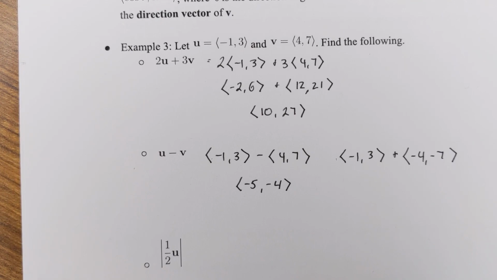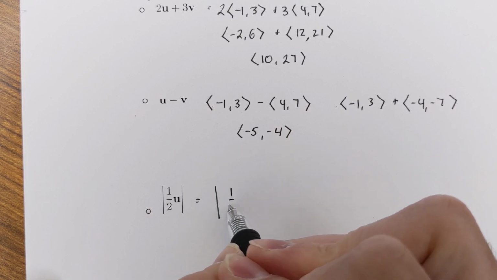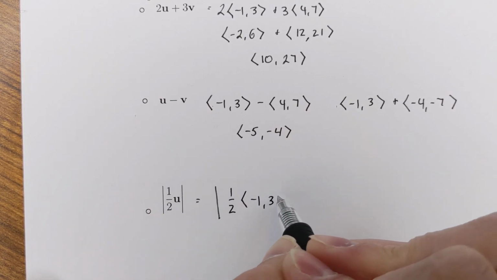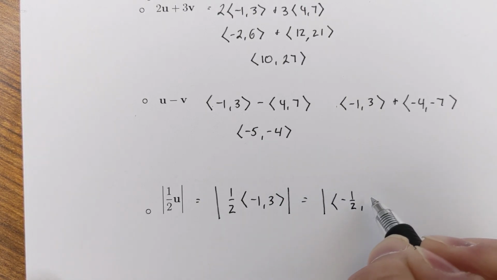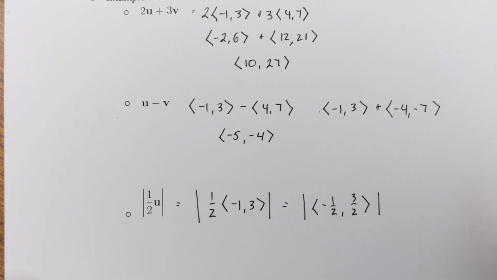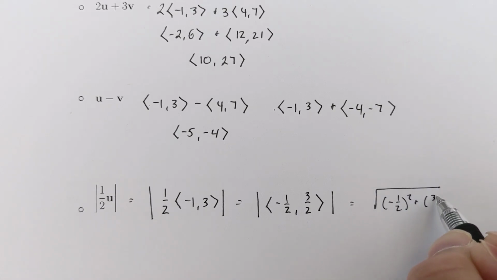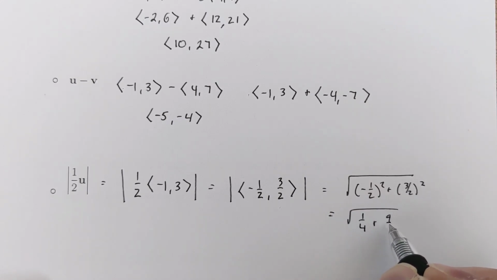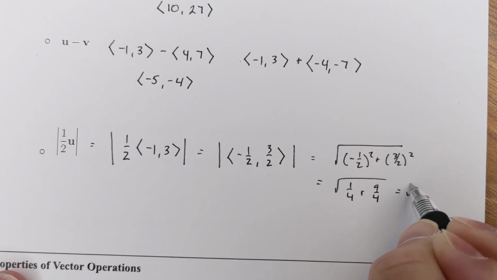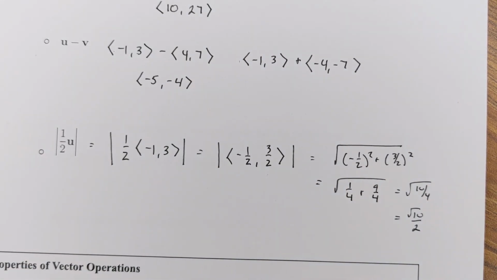3 plus negative 7. All right, so the magnitude of half U, so this would become the magnitude of 1/2 U, where U is negative 1, 3. So this would be the magnitude of negative 1/2, 3/2. So to find magnitude, that's the square root of each component squared. So this is the square root of 1/4 plus 9/4, which is the square root of 10/4, which is root 10 over 2. So there you go.